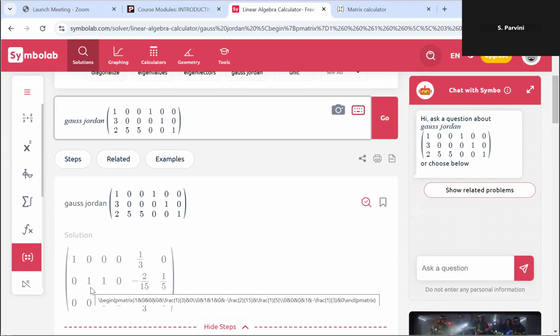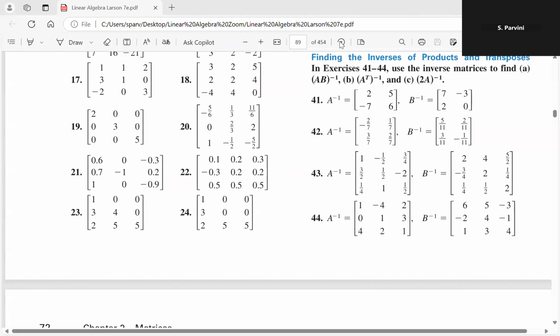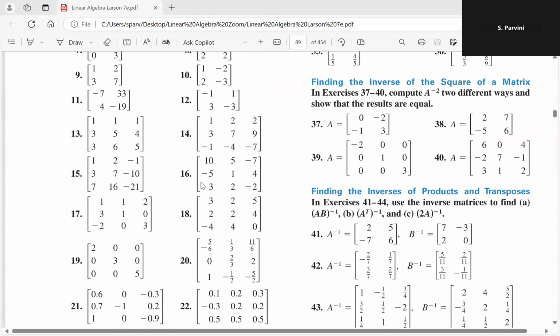Let's find one that has an inverse. Let's go back to the book. I'm going to look at number 16. Let me write it down. Number 16: 10, 5, -7, -5, 1, 4, 3, 2, -2.